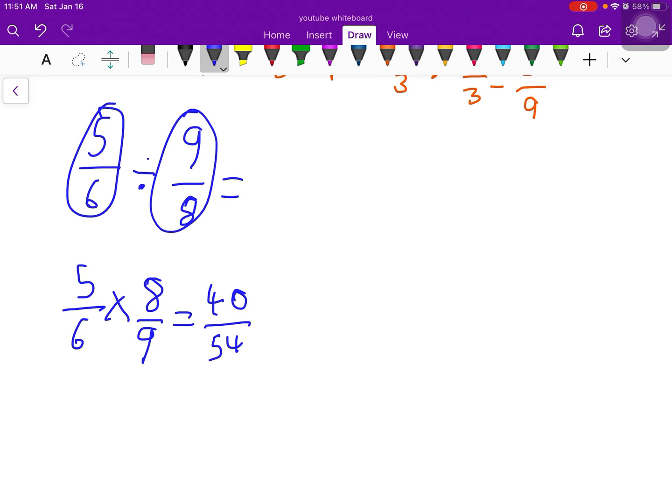You're gonna understand that when you practice more of these division problems. So just keep practicing and you'll get it. Use the KCF trick and I'm sure it will be easy. It will be a piece of cake.